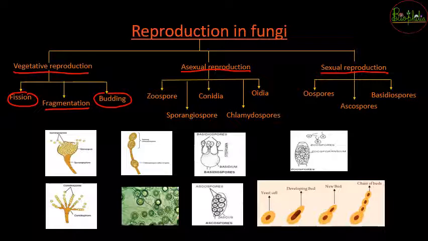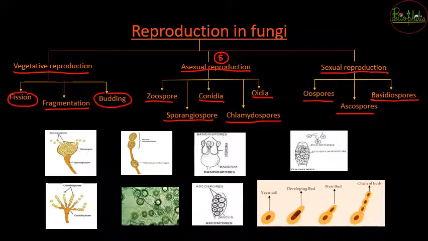वैसे ही asexual reproduction में it can be zoospore, sporangiospores, conidia, oidia और chlamydospores. वैसे ही sexual reproduction can occur by oospores, ascospores and basidiospores. Now it is very important कि you get to know the difference between the asexual spores, that are 5. So asexual reproduction 5 तरीकों से हो, whereas sexual reproduction is going to occur by 3 spores. So you need to understand the difference between these two spores.